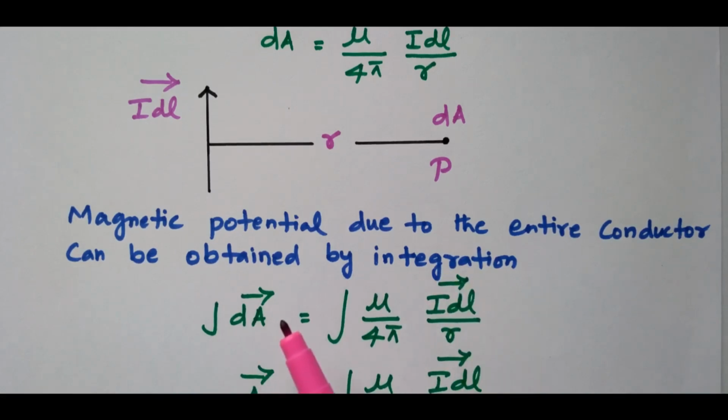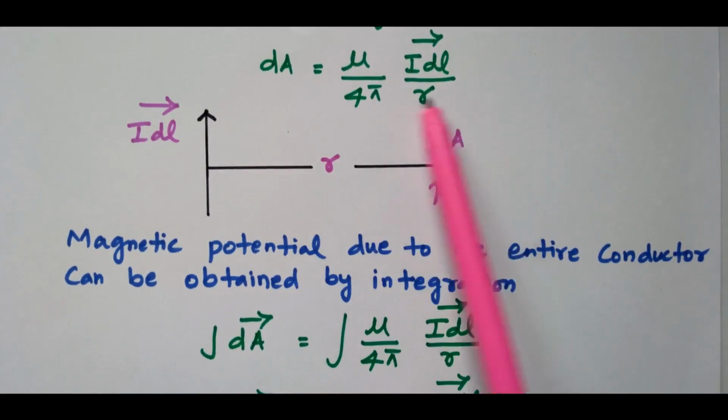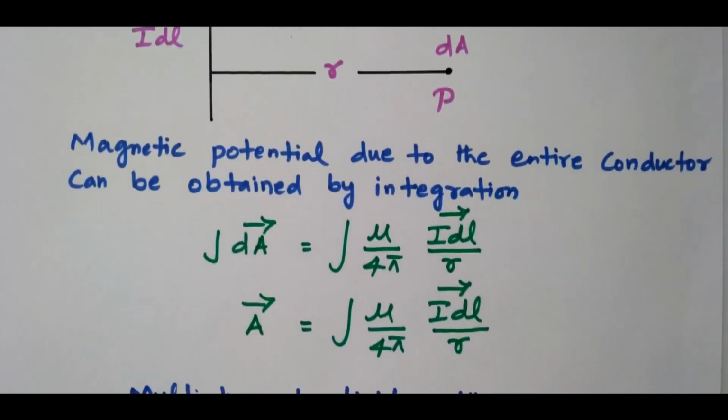So this expression is available. By integrating this, we will get the total vector magnetic potential. So integral dA equal to integral mu divided by 4 pi, Idl vector by r vector. So integral dA is nothing but A, that is equal to mu by 4 pi integral Idl vector divided by r.